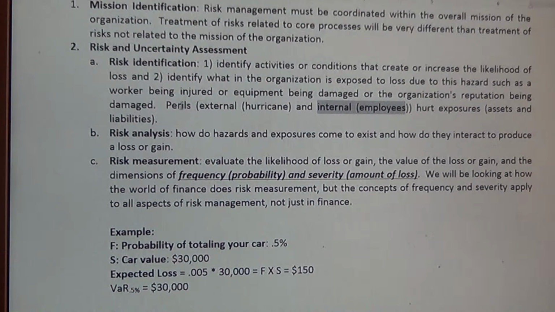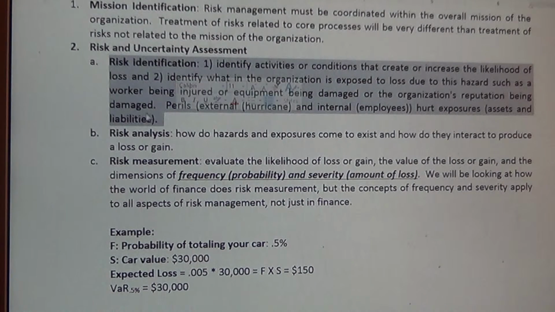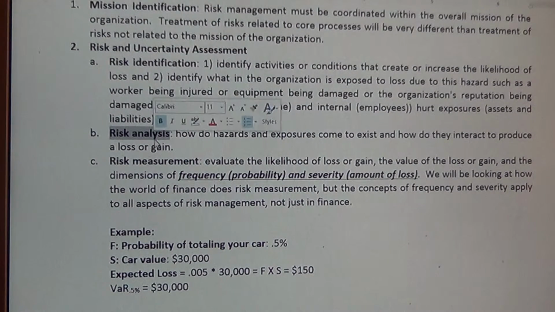And so perils, both external and internal, can create exposures or can harm your exposures, which are your assets and liabilities. Perils, both internal and external, can harm assets, causing them to fall, or create liabilities, causing liabilities to rise, like lawsuits. Once you've identified your universe of risk, then you do a risk analysis and try to understand how those perils and those hazards interact with the exposures to create a loss.